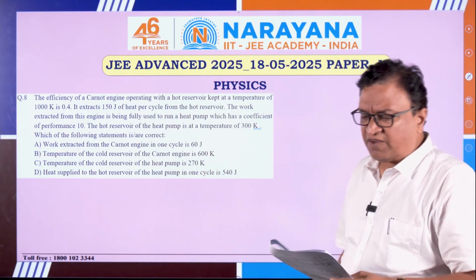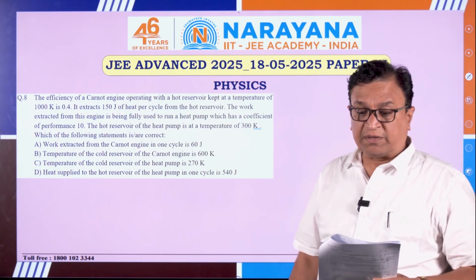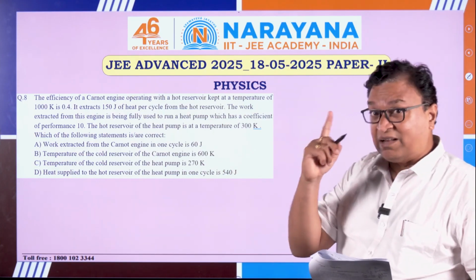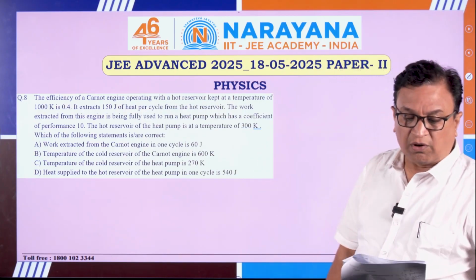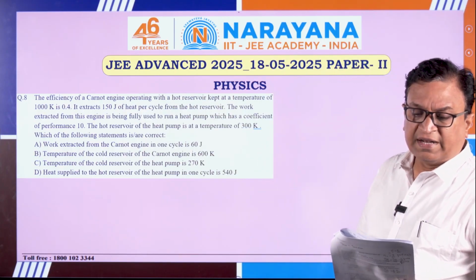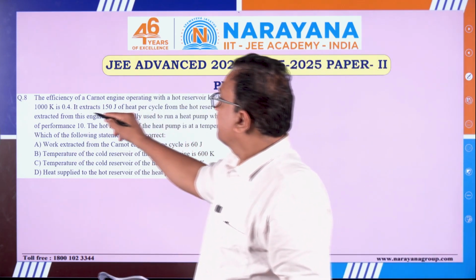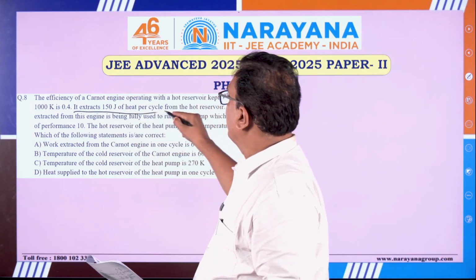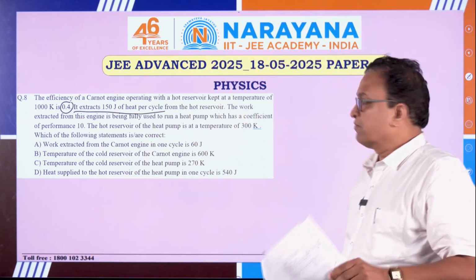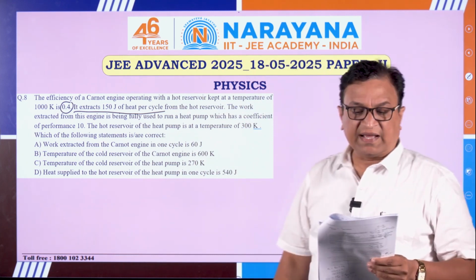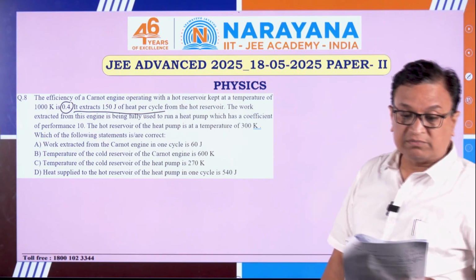The efficiency of a Carnot engine operating with a hot reservoir kept at a temperature of 1000 Kelvin is 0.4. It extracts 150 joules of heat per cycle from the hot reservoir. Very important data. The work extracted from this engine is fully used to run a heat pump.